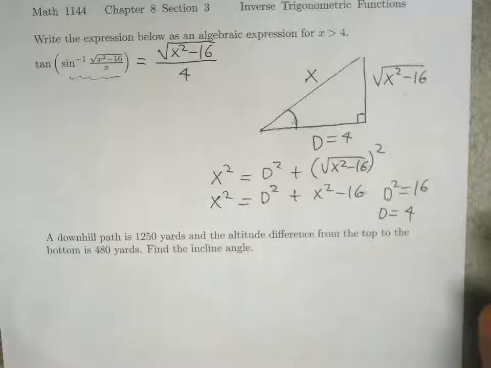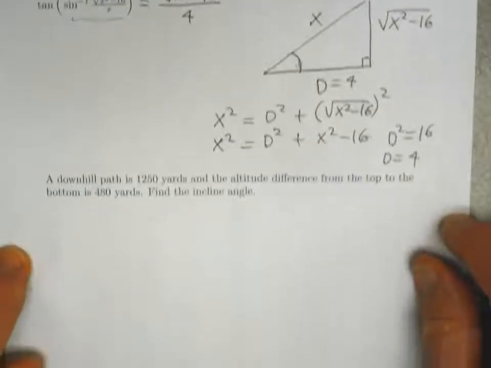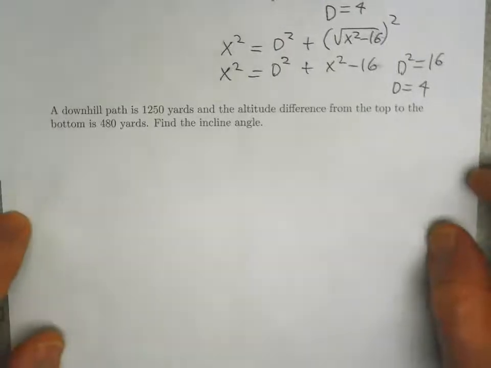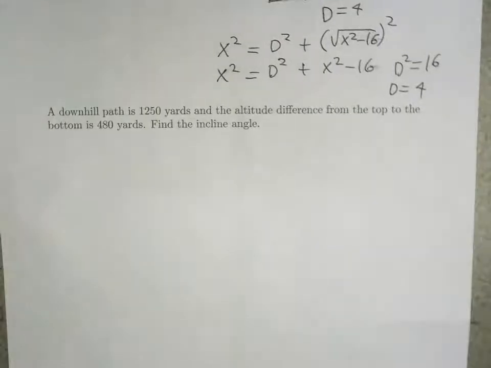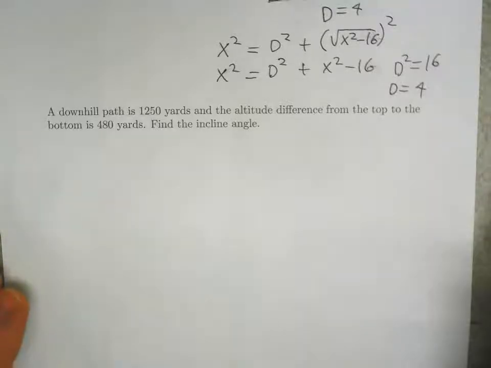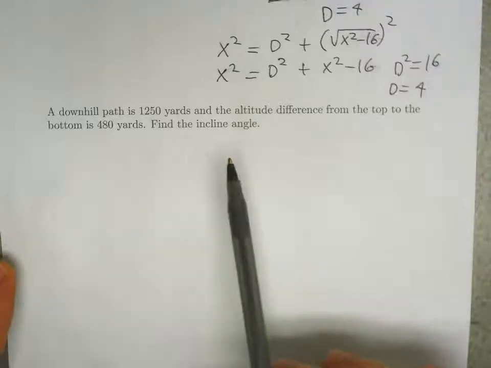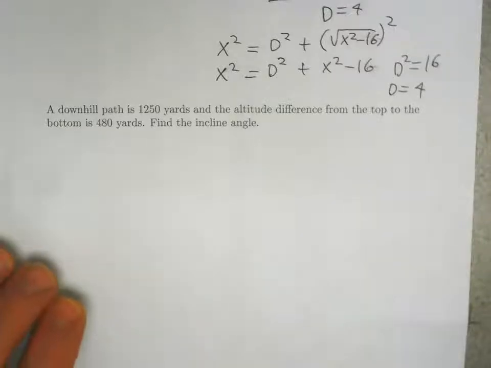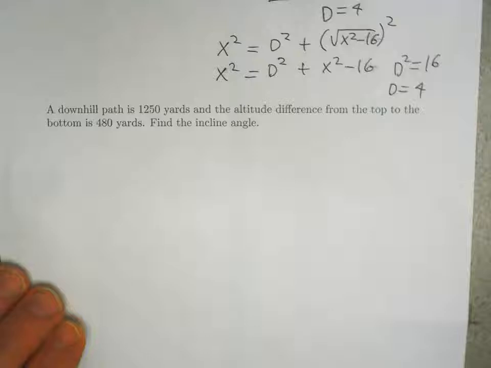Okay, the next exercise, this will be the last one for section 8.3. A downhill path is 1,250 yards, and the altitude difference from the top to the bottom is 480 yards. Find the incline angle.